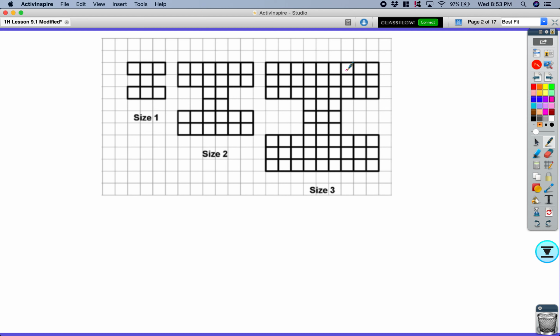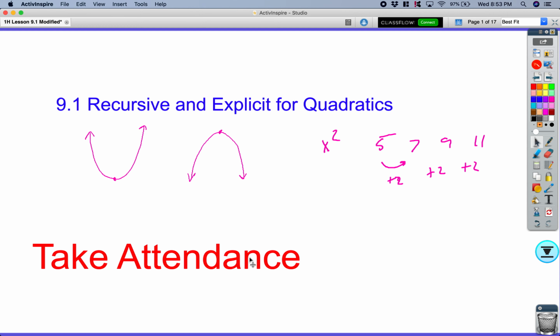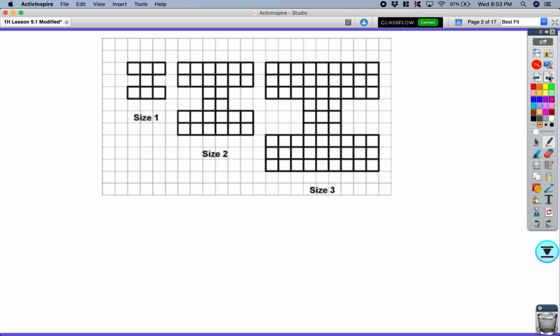Recursive, as you remember, is how do I get to the next value? We looked at this in two ways. Previously with linear, if I had a linear pattern like 5, 7, 9, 11, you can see I'm adding 2 each and every time. We also looked at it with exponential and had a growth factor. If it was 3 to the power of x, it would look like 1, 3, 9, 27, and so on. It increased by a multiple of 3 each time. So now we're going to look at this pattern, and then I'm going to go over how to come up with a recursive for quadratics.